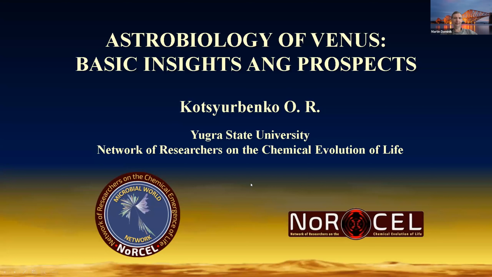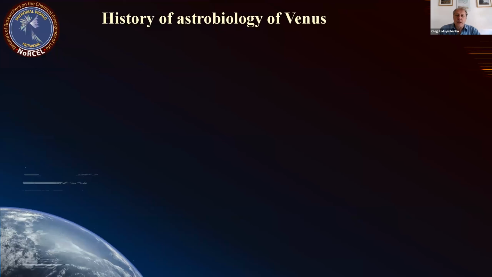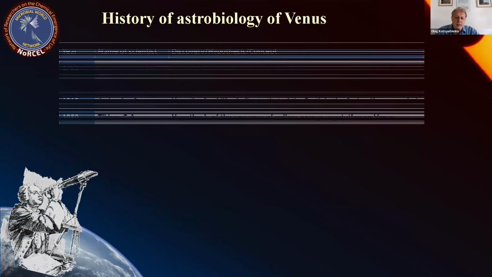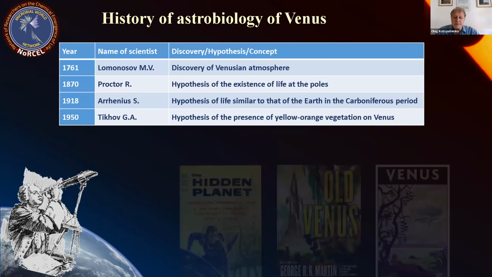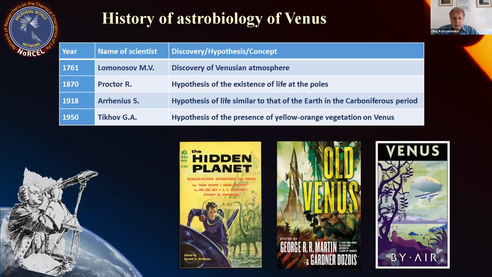Okay, so dear colleagues, my presentation is about astrobiology of Venus, a topic that is rapidly gaining interest among scientists and not only among biologists. Many years ago, in the 18th century, Russian scientist Mikhail Lomonosov discovered the atmosphere of Venus. Actually, this discovery, in fact, initiated a discussion about the possibility of the existence of life on Venus.